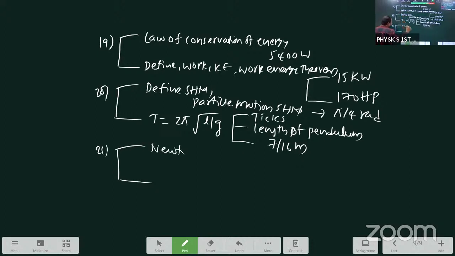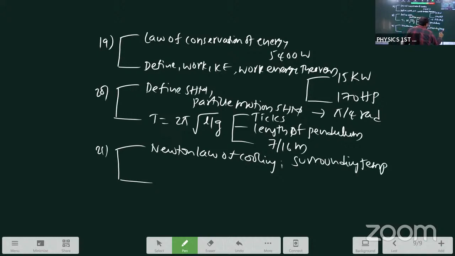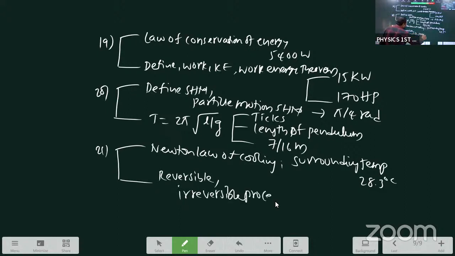On the extra safe side, you are going to Newton's law of cooling with surrounding temperature, surrounding temperature 28.3 degrees Celsius. Last question from thermodynamics: reversible and irreversible process, Carnot engine.